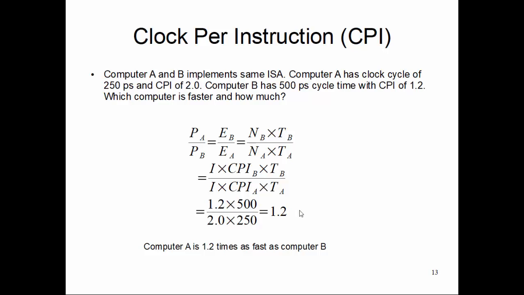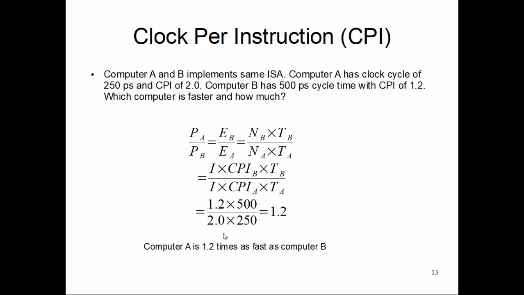But make sure you don't confuse that this 1.2 is related to the CPI of 1.2. This is just a coincidence that it becomes 1.2x faster. Okay.